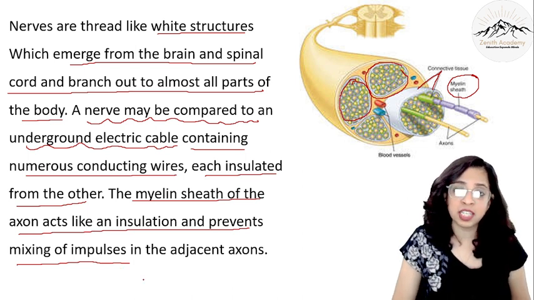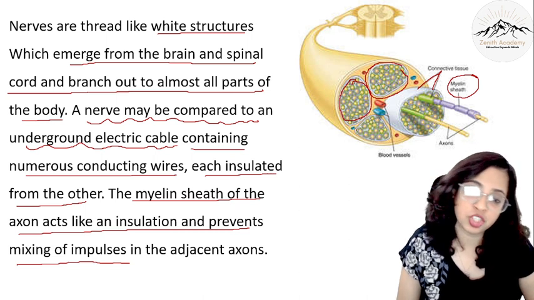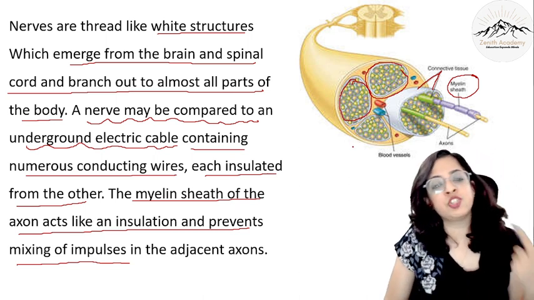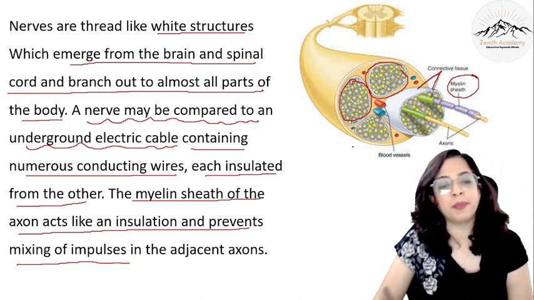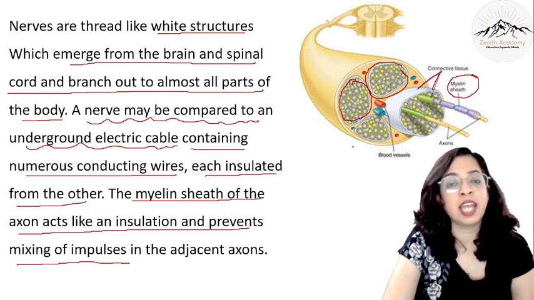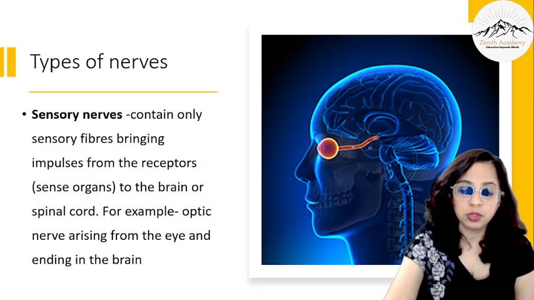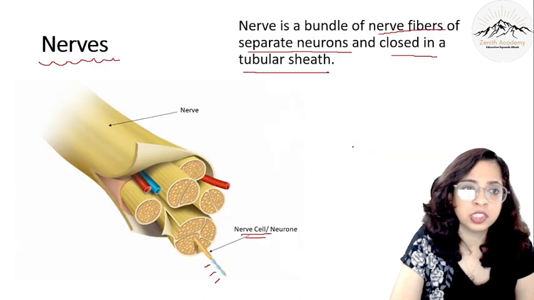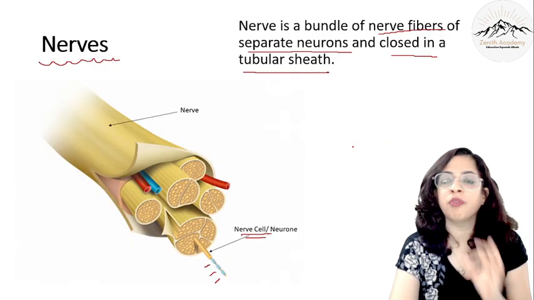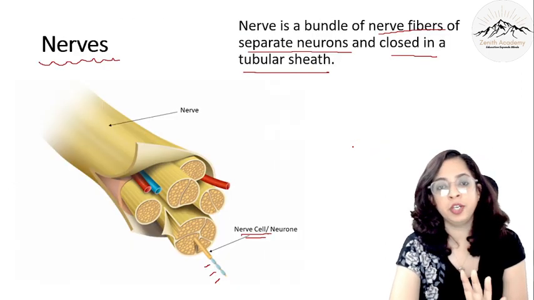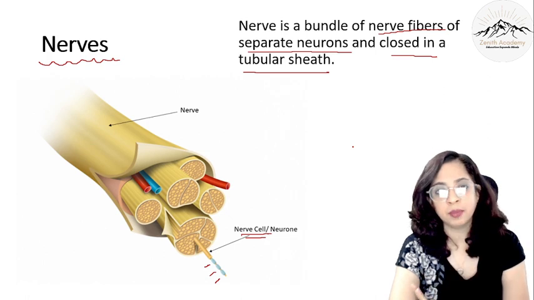Is that clear, my dear children? What is the function of the myelin sheath? It acts as an insulation and prevents the mixing of impulses in the adjacent axons. So this is what a nerve is. A bundle of nerve fibers of separate neurons closed in a tubular sheath.